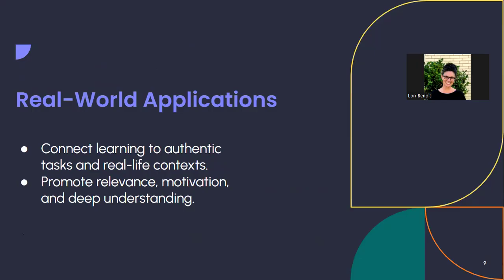Real-world applications is the next critical component. When students understand why something matters, they learn more deeply. This component focuses on relevance. Tying your lesson to careers, current events, or everyday life. It connects learning to authentic tasks and real-life contexts. It promotes relevance, motivation, and deep understanding for students. Essentially, it helps them connect some of the abstract learning that perhaps we have in our content to real-world settings, things that they know about or are interested in.